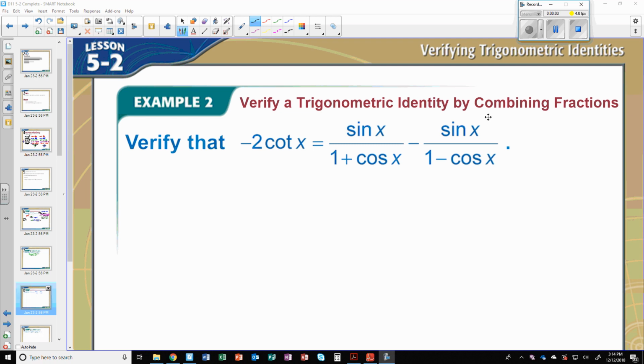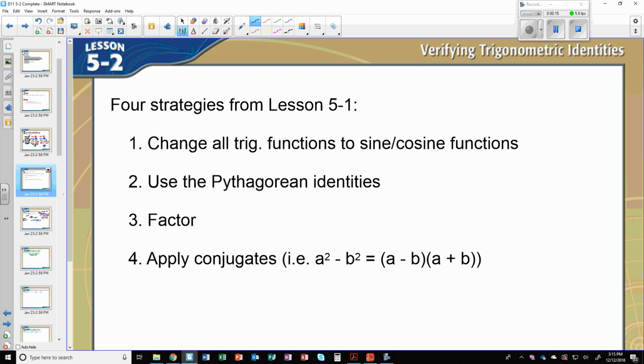Example 2, verify that negative 2 cotangent x equals sine x over 1 plus cosine x minus sine x over 1 minus cosine x. All right, as we get started here, let's go back to the four strategies from lesson 5.1: change all trig functions to sine and cosine, use Pythagorean identities, factor, or apply conjugates. That's actually what I'm going to use here, because this looks like a conjugate. They have a fraction with a minus b and another with a plus b.